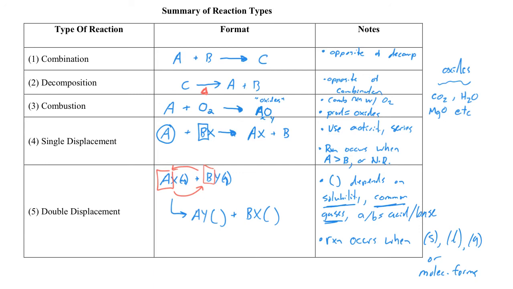So we go through writing out the symbols, we get the subscripts right, and then we do the phases, and then we balance it. Make sure you can do all those steps on a lot of different examples. That's going to really help you out, especially when you get to the test that we have coming up here pretty soon.